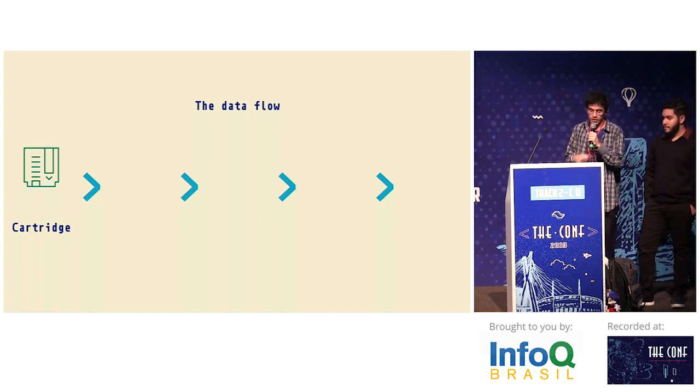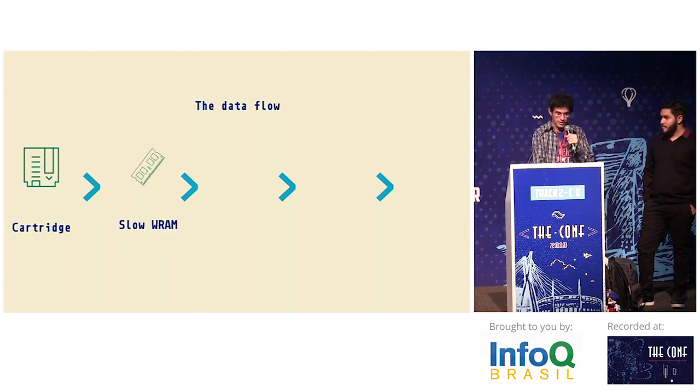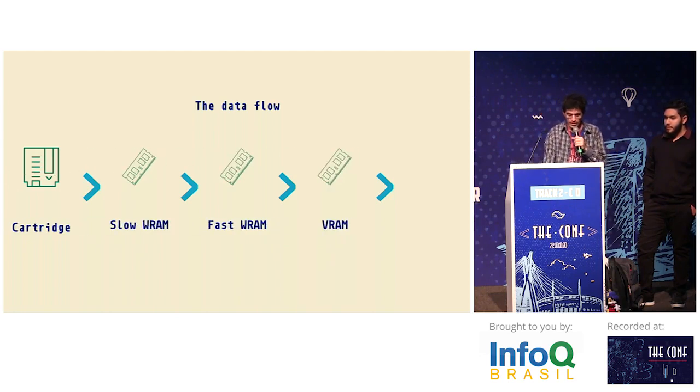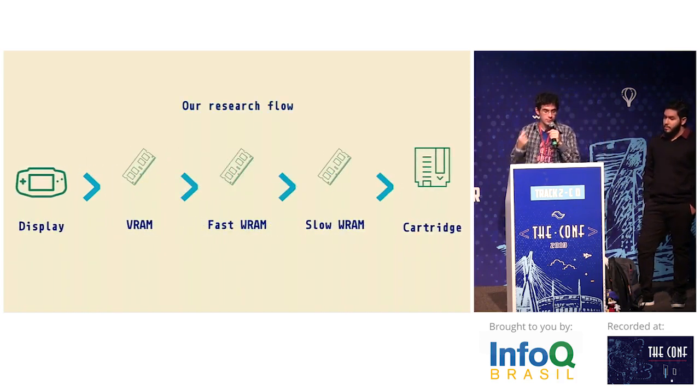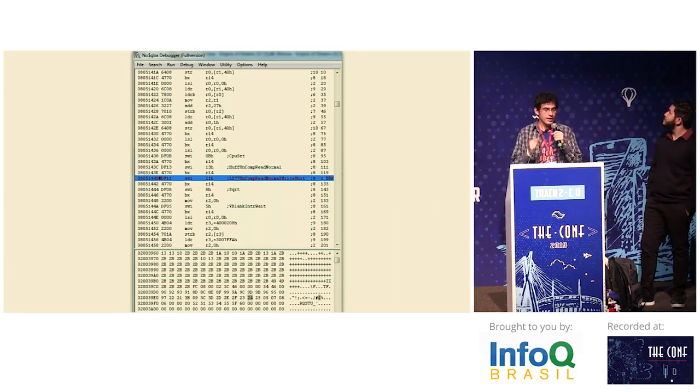Because the information flows from the cartridge to slow WRAM, and from fast WRAM to VRAM and to display, you are walking the reverse way. Use the clues that we find on the path to walk from display to slow WRAM. And because there isn't any memory region before slow WRAM, we need to use the ROM to find where the tile map is on the cartridge. So let's run the step-by-step debug to see the instructions that write the tile map to slow WRAM.